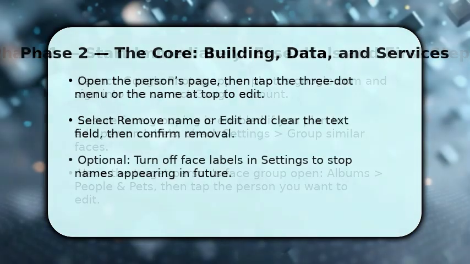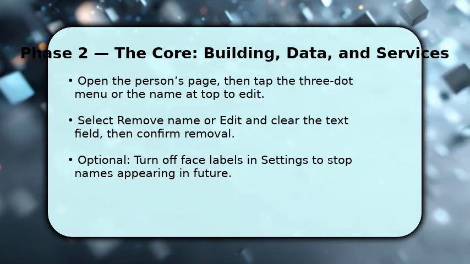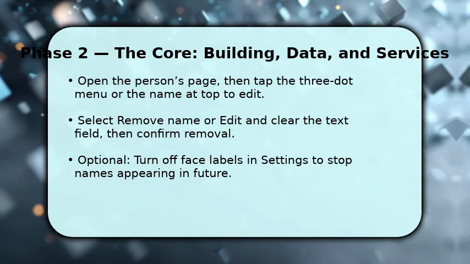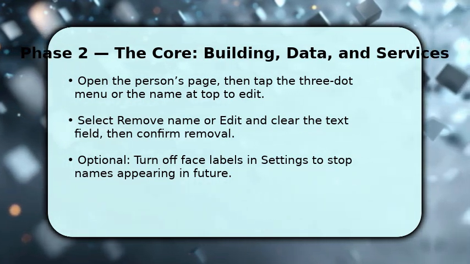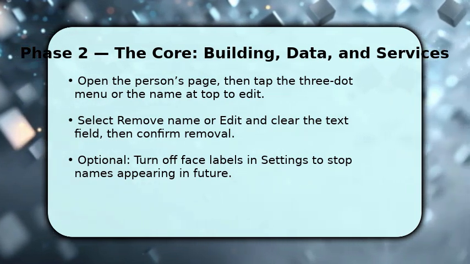Now remove the name. On the person's page, tap the three-dot menu or the name itself to access edit options. Choose Remove Name or tap Edit and clear the text field, then Confirm. That detaches the label from all photos in this group.